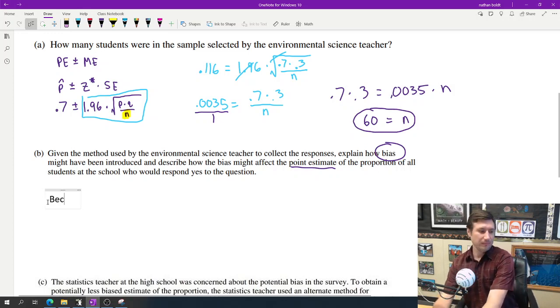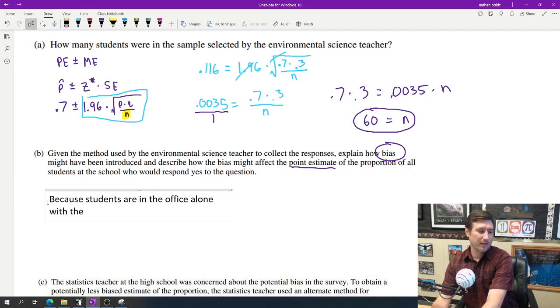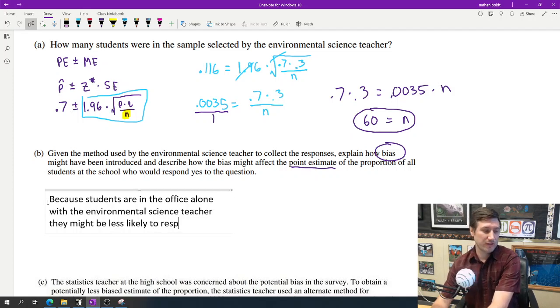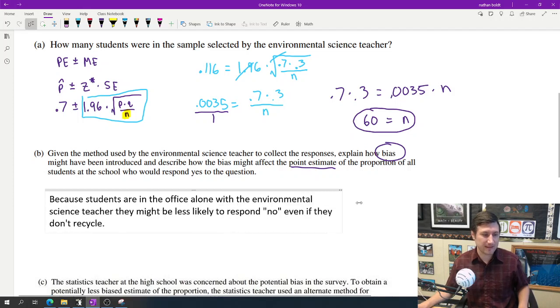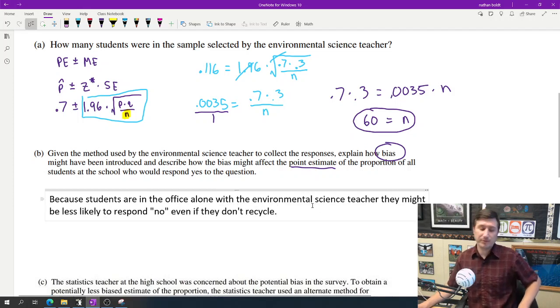So, because students are in the office alone with the environmental science teacher, they might be less likely to respond no, even if they don't recycle. All right, there is our bias. Now, I'm still missing one thing with this answer. I've said what might happen, not how it will affect the point estimator.